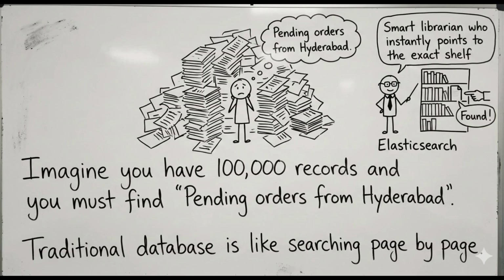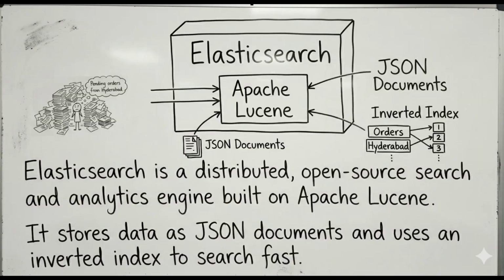Imagine you have 100,000 records and you need to find pending orders from Hyderabad. A traditional database is like searching through those papers page by page. Elasticsearch is like a smart librarian who instantly points you to the exact shelf.